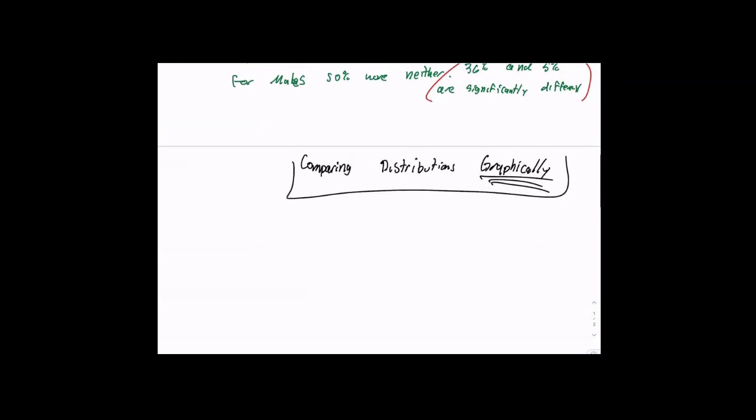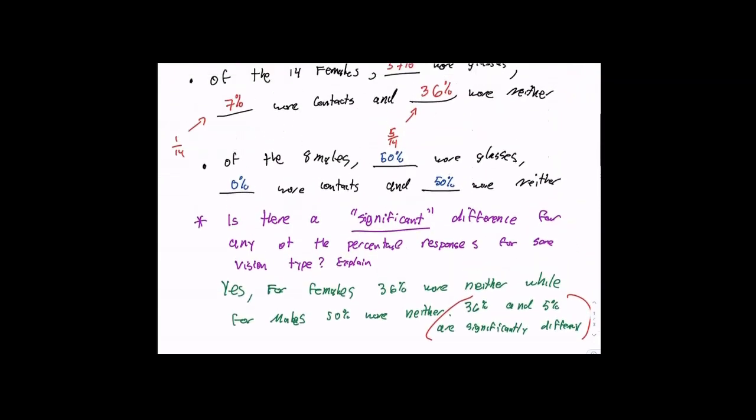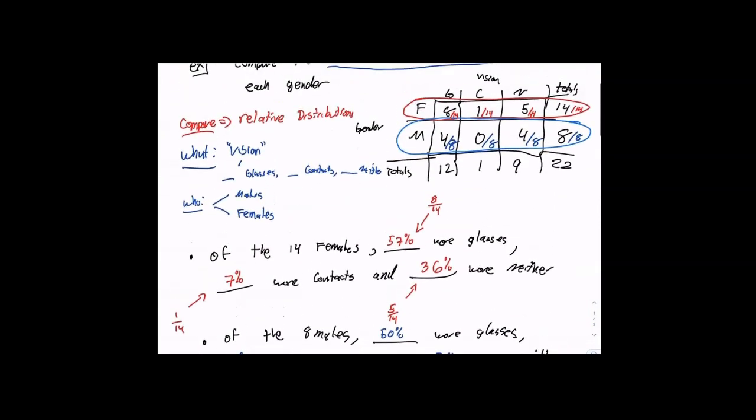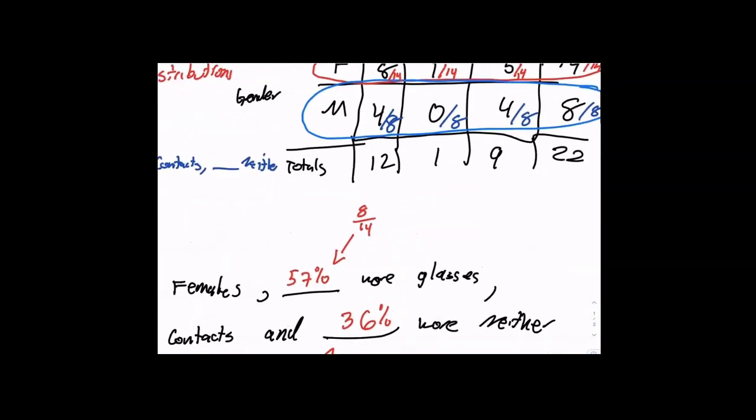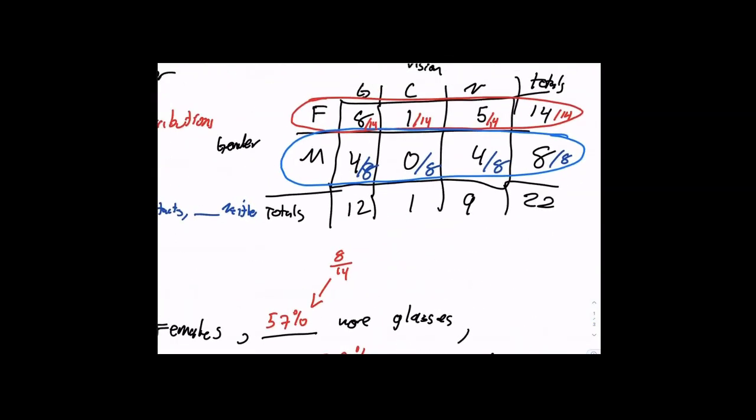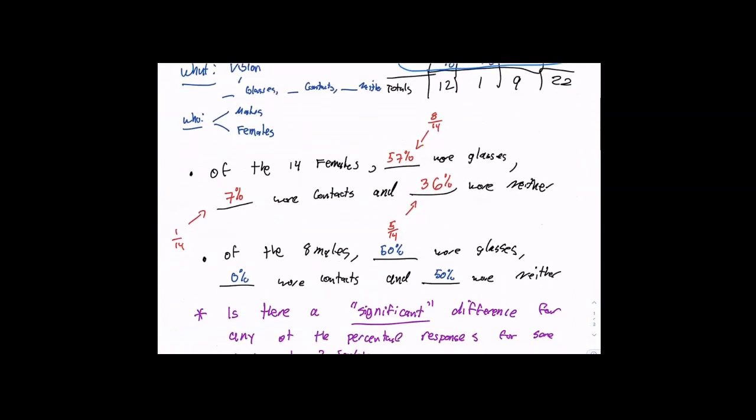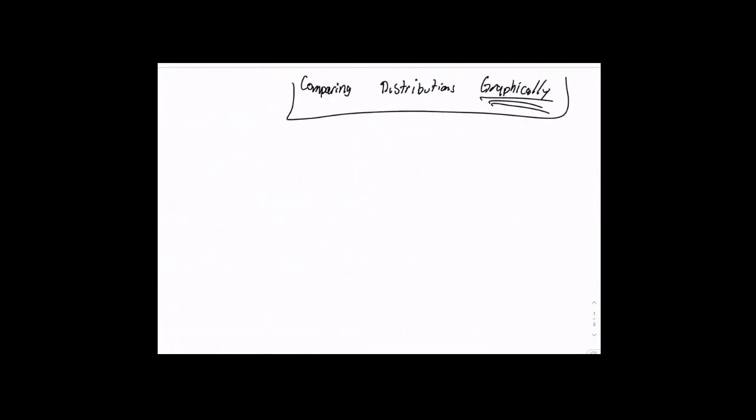So, comparing distributions graphically. How do we draw this? The focus here is, how do we get a visual look at this? Remember, the chart is not the graph. That's just the data. This is what we refer to as the data. This is not a graph. So we want to actually graph these.